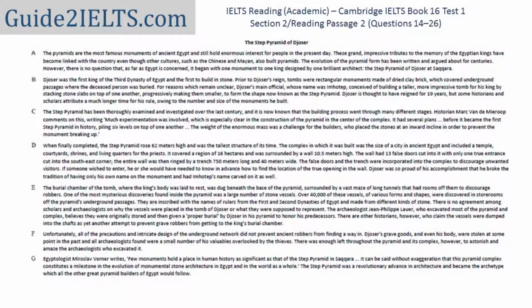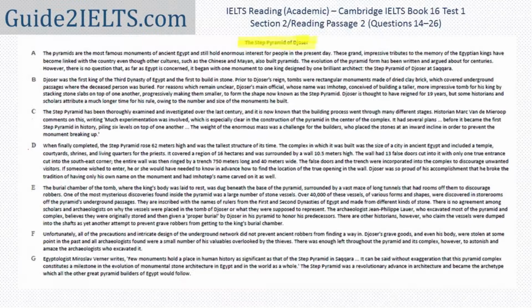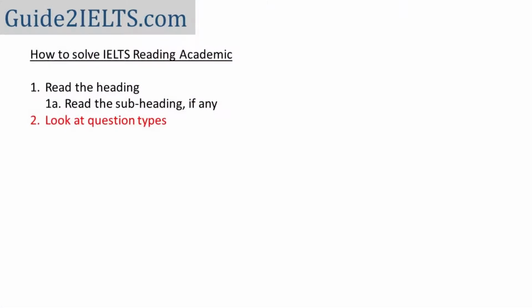This is reading passage 2, that is section 2, taken from test 1 of Cambridge IELTS Book 16. The first thing we do is read the heading and the subheading if there is one. The heading says the step pyramid of Djoser. There is no subheading.